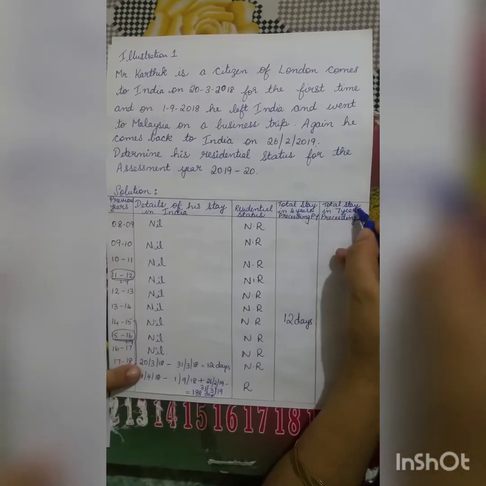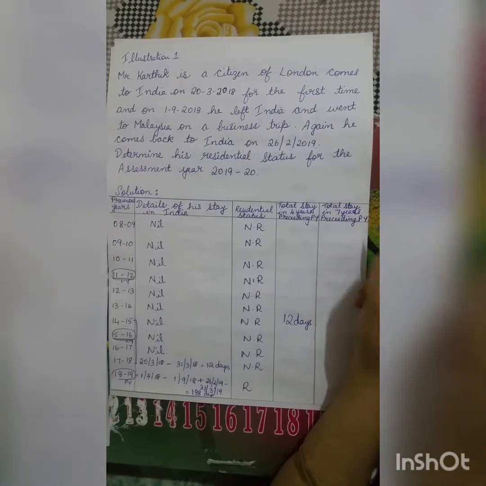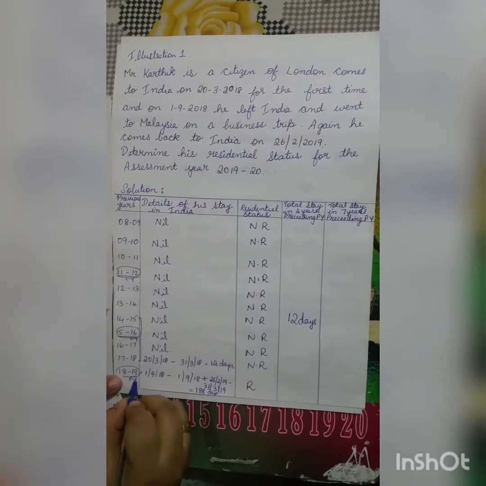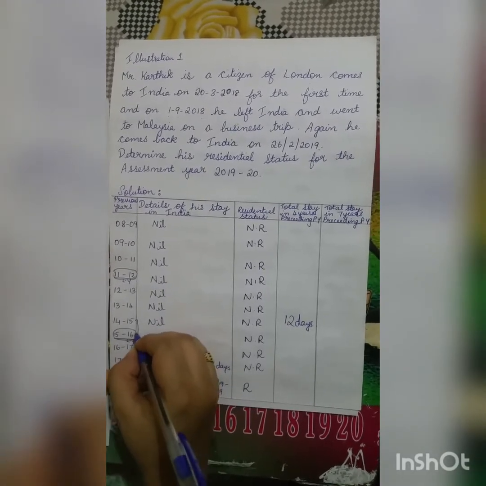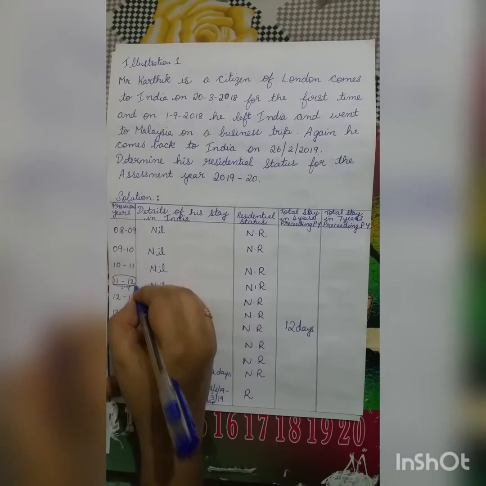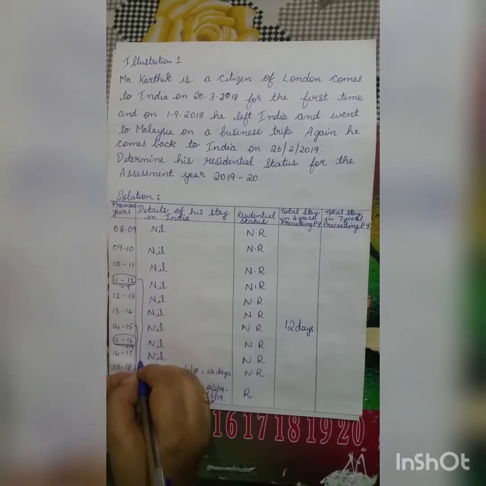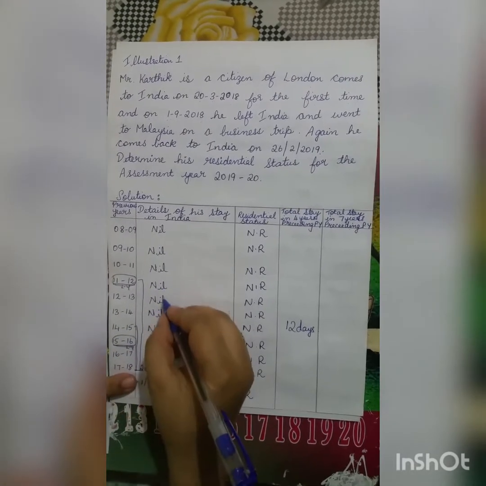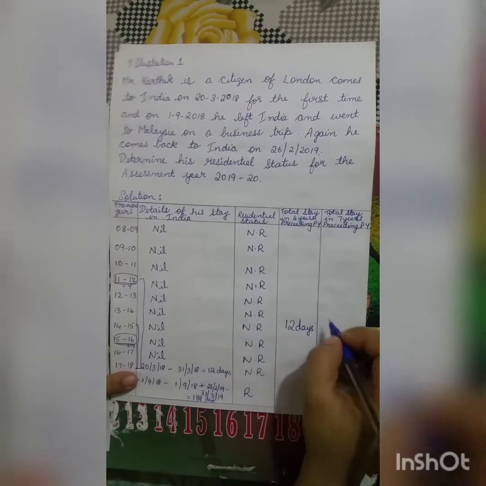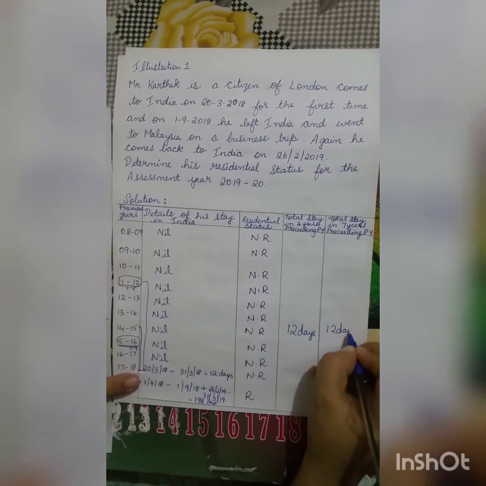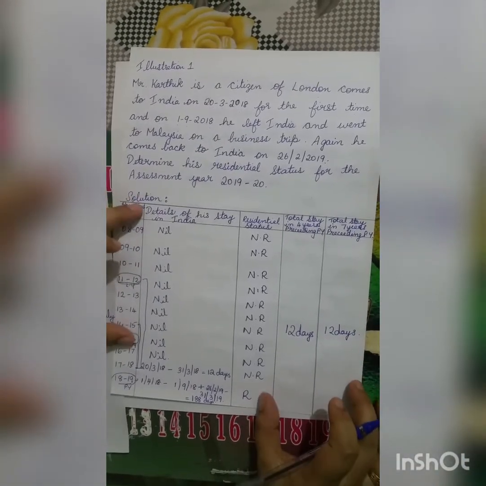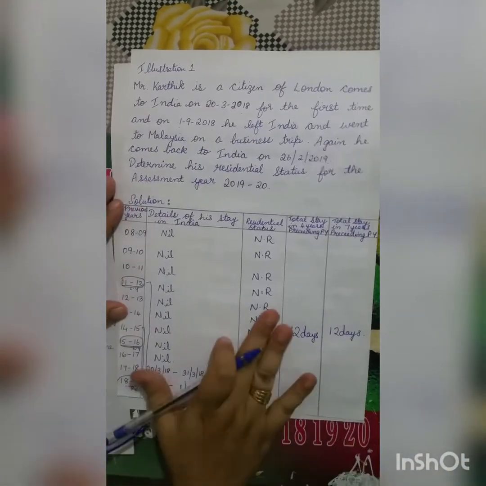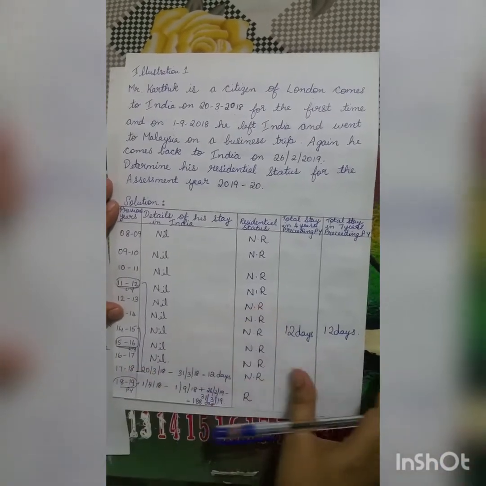Then the last column, total stay in 7 years preceding the previous year. So this is our previous year, 2018-19. So leave this year, 7 years above this. 1, 2, 3, 4, 5, 6, 7. So the number of days during these years he is staying is again only 12 days. So write 12 days. So this is a basic calculation for computing the number of days he has stayed in India.